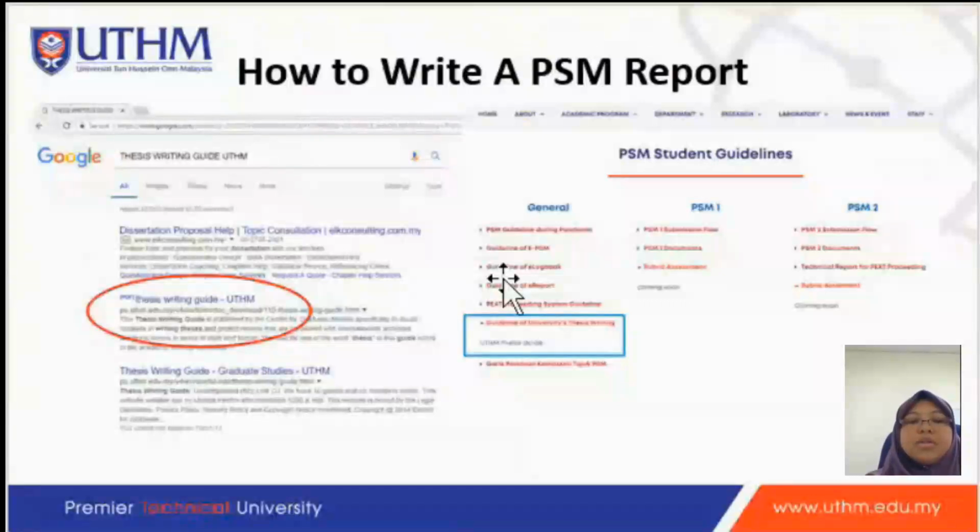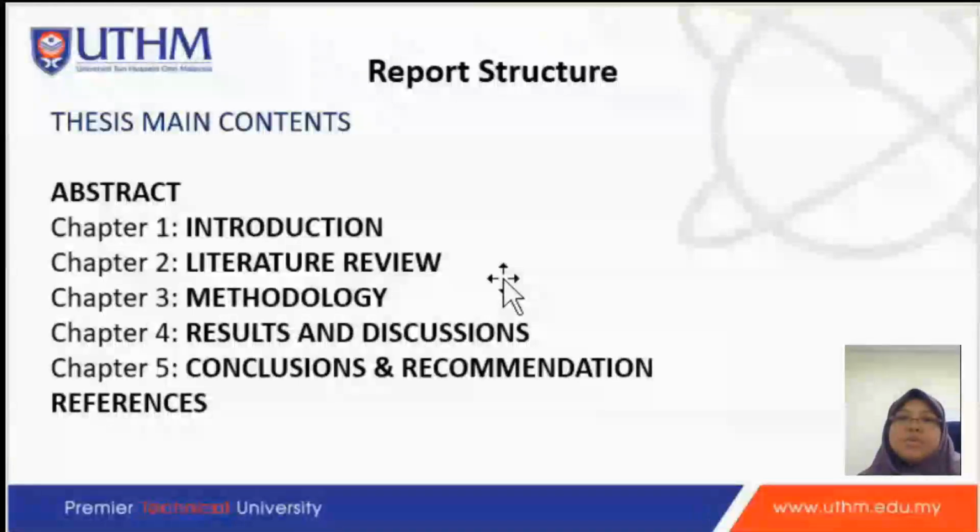Next, the goal of this part is to provide advice about how to properly structure your thesis. So before we come to the details of each chapter, I would like to refresh the parts of the thesis. So we have abstract, and then chapter 1, introduction, followed by chapter 2, which is literature review, and then methodology, result and discussion, conclusion and recommendation, and finally references.